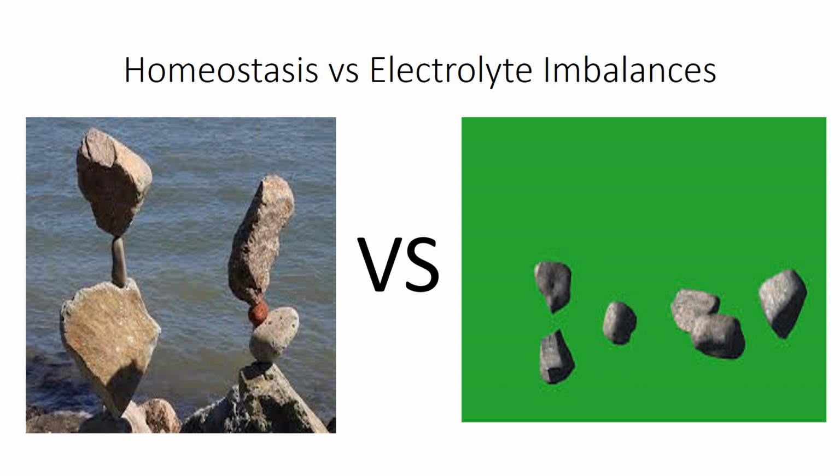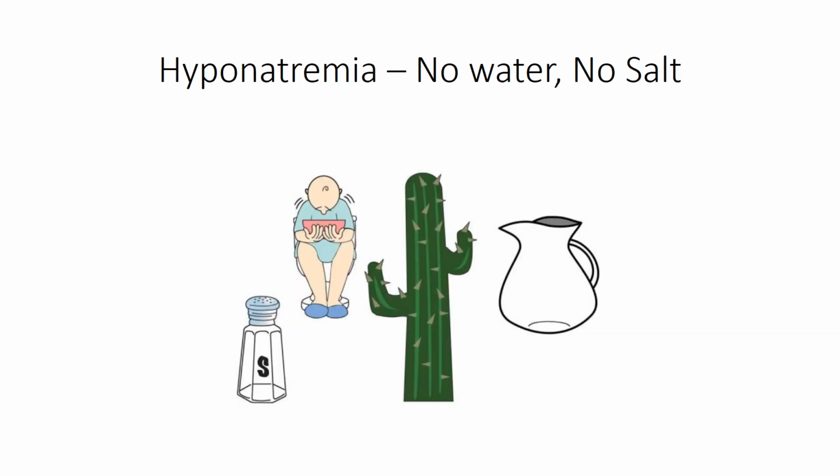Homeostasis versus electrolyte imbalances. I love this. Homeostasis, electrolyte imbalances. That knocks your rocks off. Okay. Hyponatremia. No water, no salt. Gotta have it. Dry as a desert. Means low sodium.